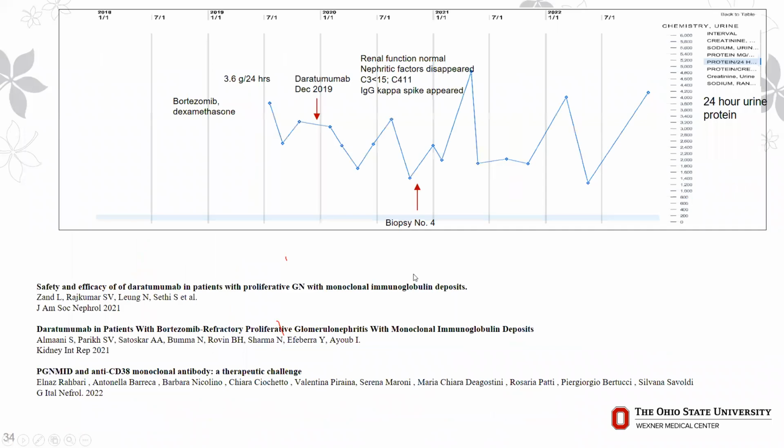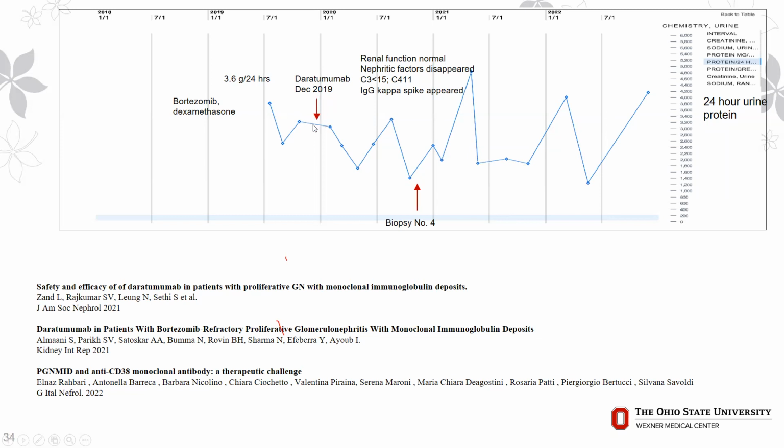Let's see what happened. Proteinuria did not remit with this combination. It kept going up. It was now up to 3.5 to 4 grams again. And plus the patient started to develop some side effects like neuropathy and so on with bortezomib. So at that point, towards the end of 2019, bortezomib was stopped, and then she was started on this new anti-plasma cell agent, daratumumab, in December 2019.